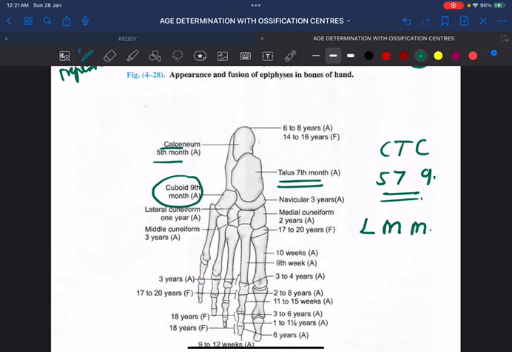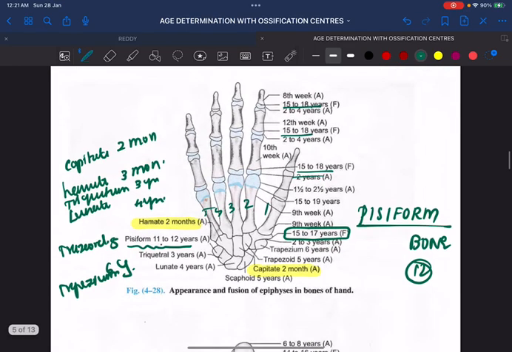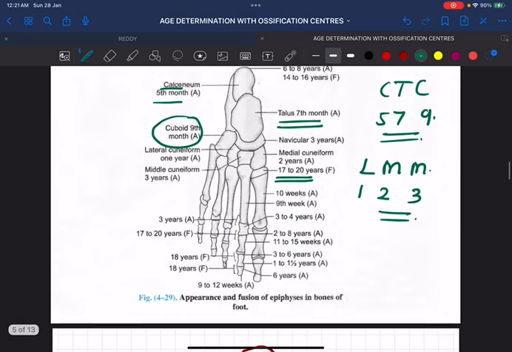Lateral cuneiform, medial cuneiform and middle cuneiform, which you can remember like 1, 2, 3. Okay. And here again, the first metatarsal fusion is 17 to 20 years. Here it is 15 to 17 years for first metacarpal. For first metatarsal, it is 17 to 20 years. Just remember this. Rest everything is not needed in case of tarsal bones.